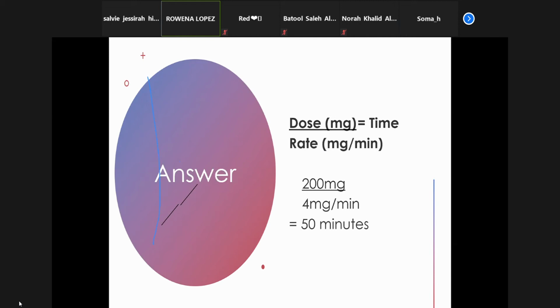So please take note of the formula, okay? If you are talking about the time, especially in minutes, take note: milligrams divided by the rate, milligrams per minute, and then you will get the time, okay?